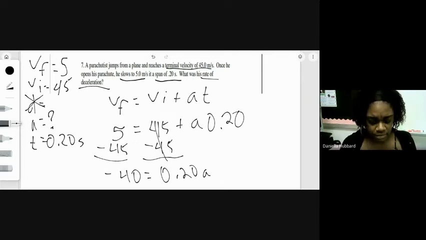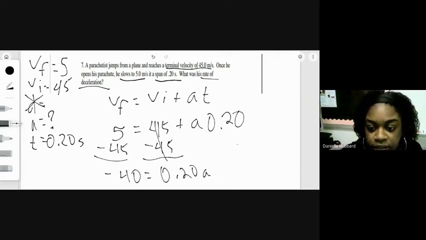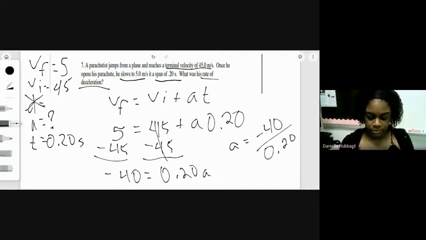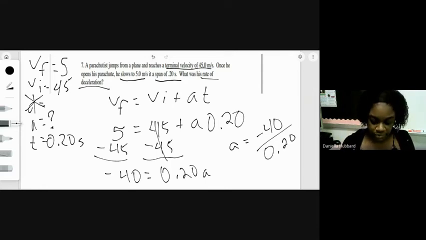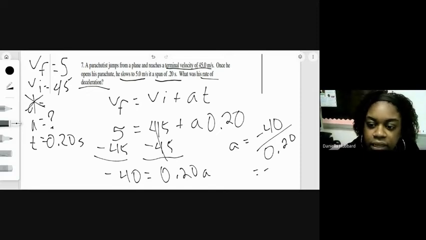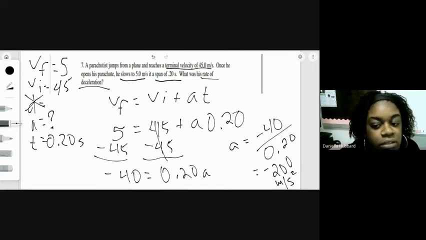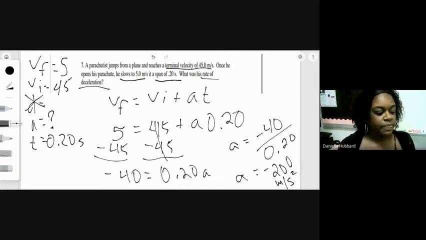0.20 times a, that's being multiplied. So we have to do the opposite operation. So this is going to be a is equal to negative 40 over 0.2. Type it in the calculator exactly as you see it when you do your division calculations. The number that's on top goes first. I would get negative 200 meters per second squared. Those are the units for acceleration.